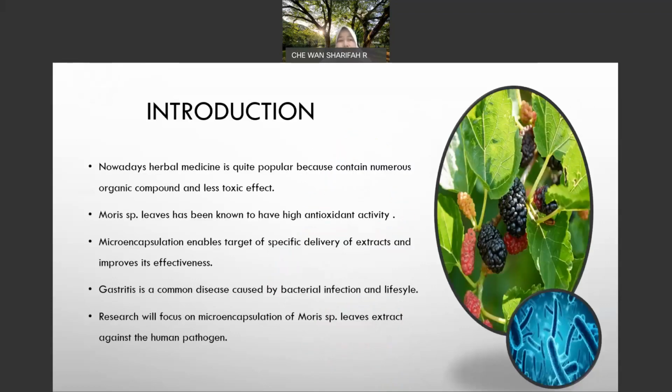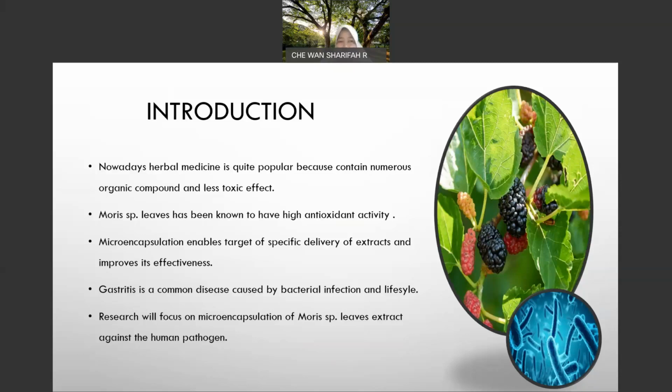For the introduction, everybody should understand that for Morus species, we have more than 1,000 species, but basically in Asia we have this species. A few years ago, Morus species was used as a traditional treatment for gastric pain and for the disorder of stomach ache.